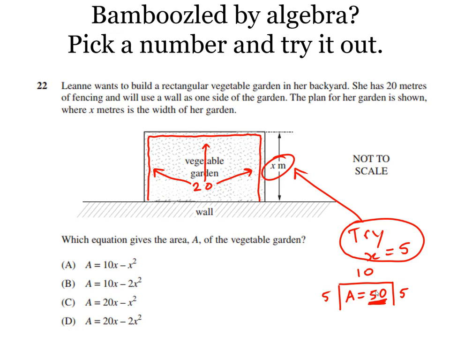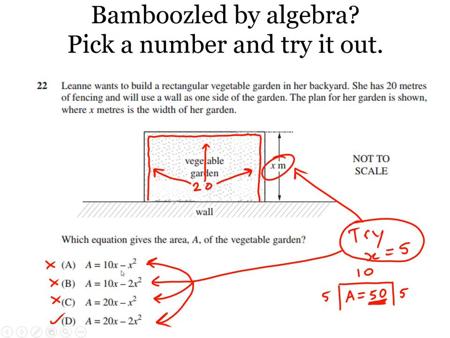Then, because this question is multiple choice, we could try substituting 5 into the first answer. 10 times 5, take away 5 squared. That's 25, not 50. That didn't work. 10 times 5, take away... That didn't work. 20 times 5, that's 100. Take away 5 squared. That didn't work.